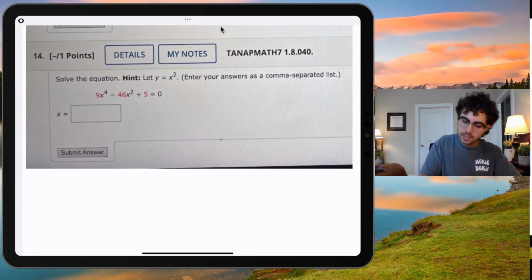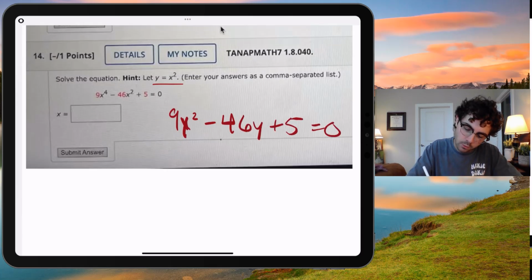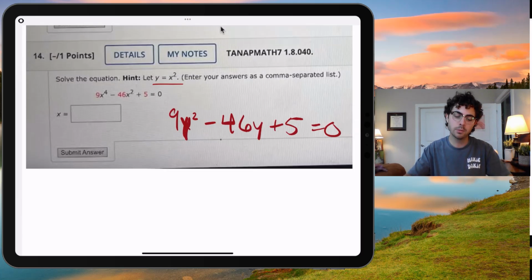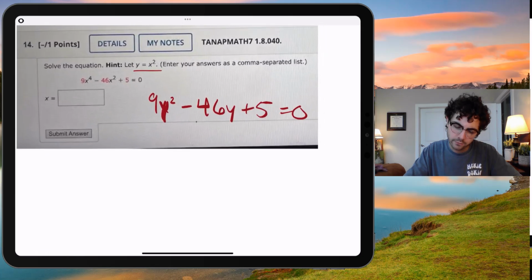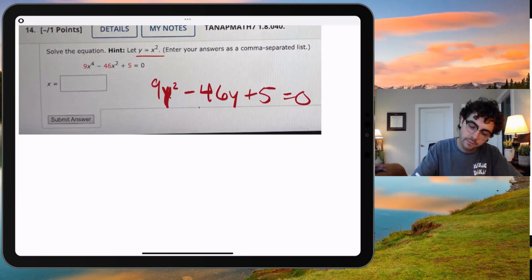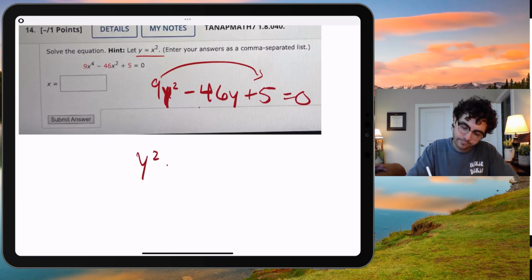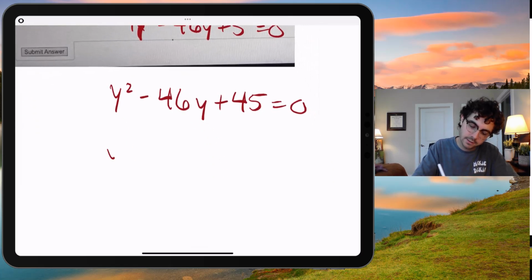Solve the equation. Hint, let y equal x squared. All right, you heard the hint. We're just going to treat it as if, well, I guess I'll do y since they said y. So I'm going to call it 9y squared minus 46y plus 5. So what we're going to do is factor it with the y's, and then we'll plug x back in, and we'll solve. So 9y squared minus 46y plus 5. We have to solve for y, so we're going to factor. In order to factor, I'm going to do slide and divide. So I'm going to move the 9 over, multiply it to the 5 to get 45. I'm going to factor this like usual.